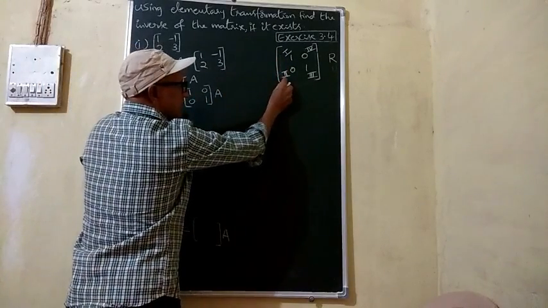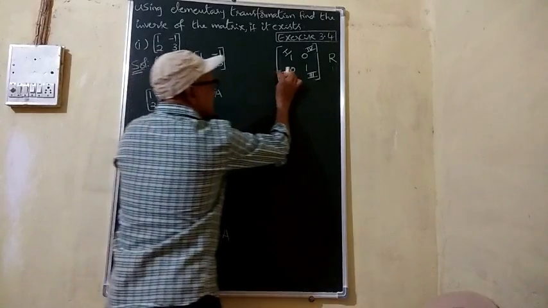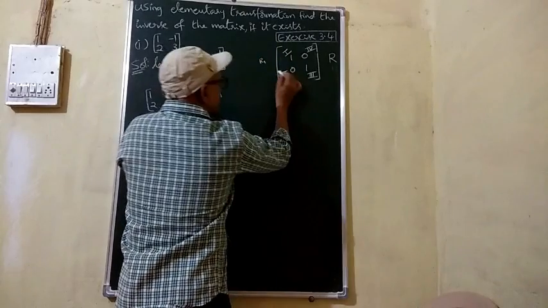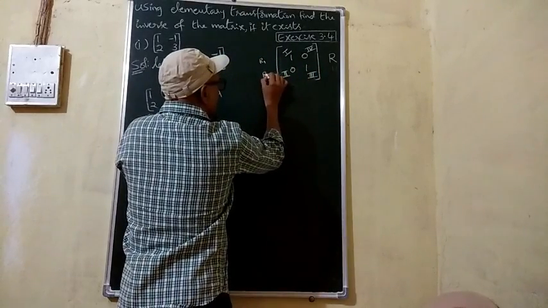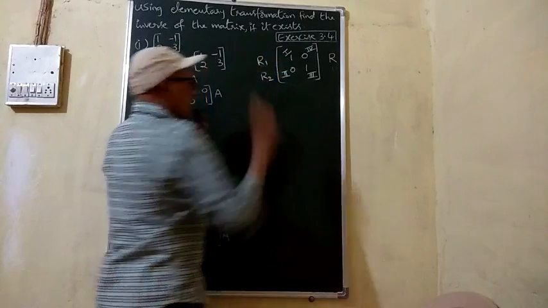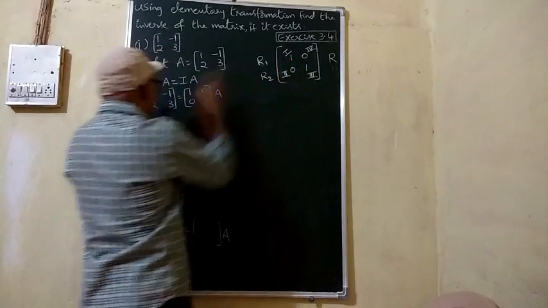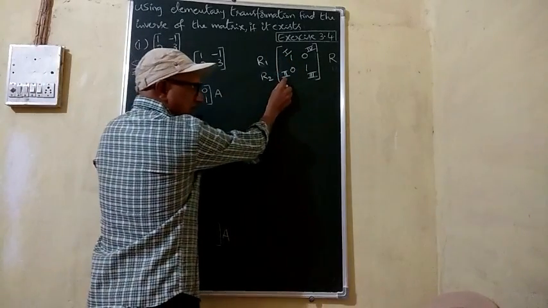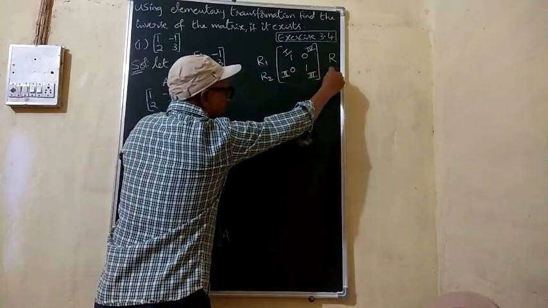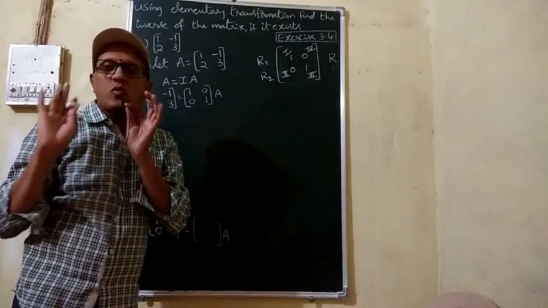Next, Roman letter 2. Where is it? It is in the second row. This is the first row, this is the second row. Okay, now this one we have to bring. Roman letter 1 we already got. Now, Roman letter 2 is in the second row, which means nothing happened to the first row.